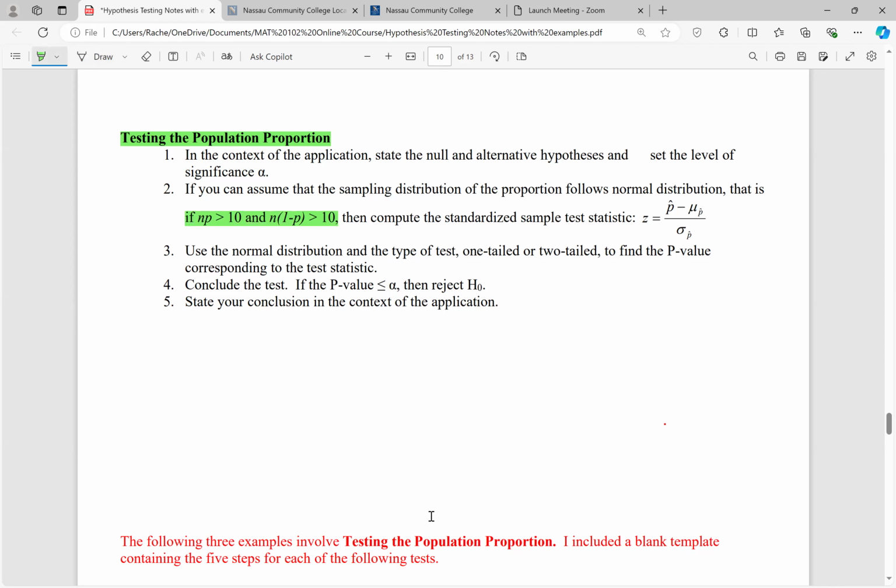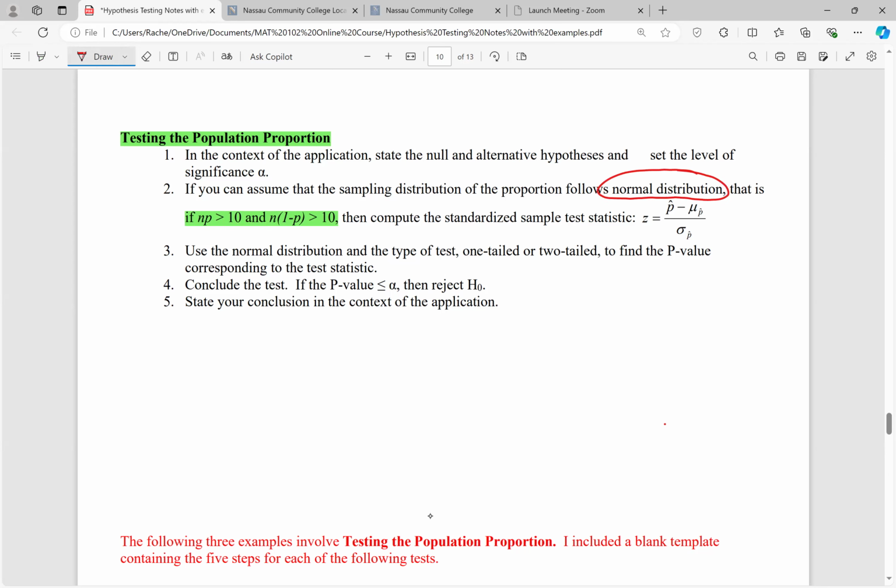So remember, n times P had to be greater than 10, and n times 1 minus P had to be greater than 10. So I'll guarantee you right now that anytime I give you a question involving proportions, this is going to be satisfied. So you don't have to check it every time. So we're going to assume that P hat follows a normal distribution.